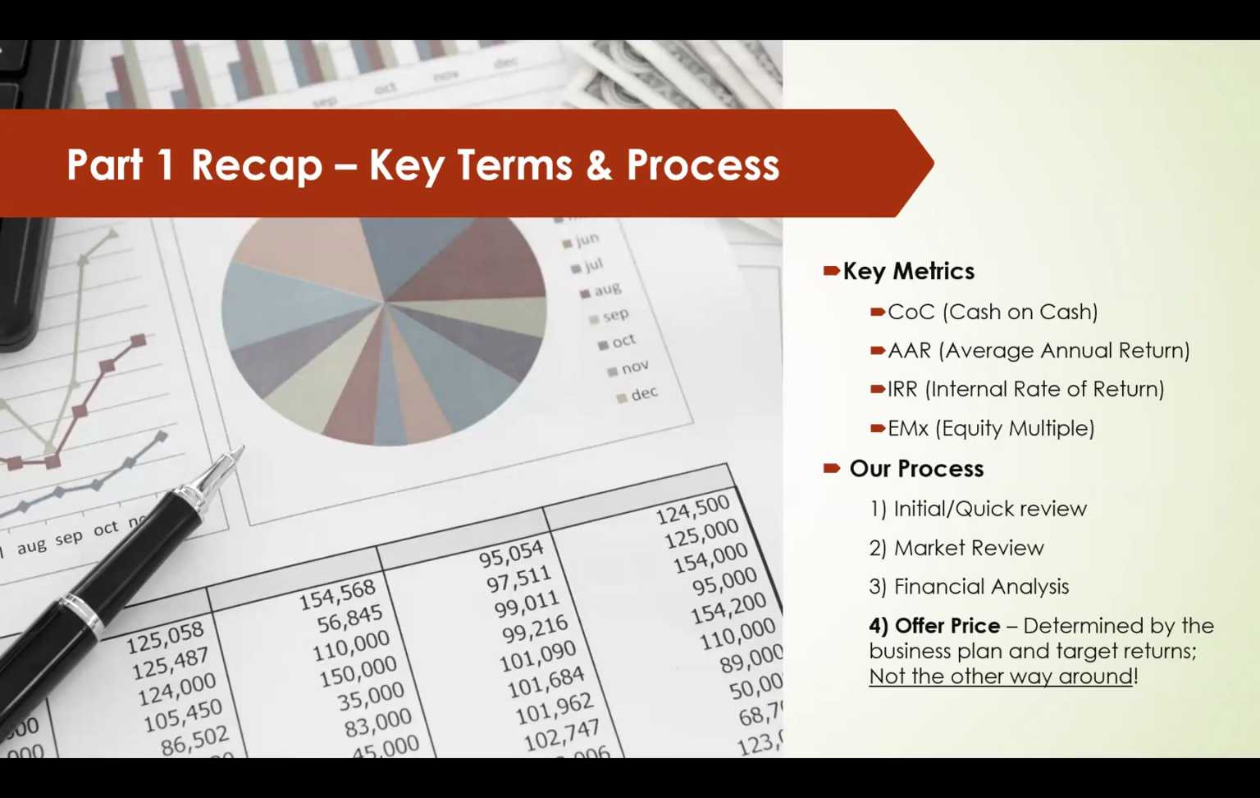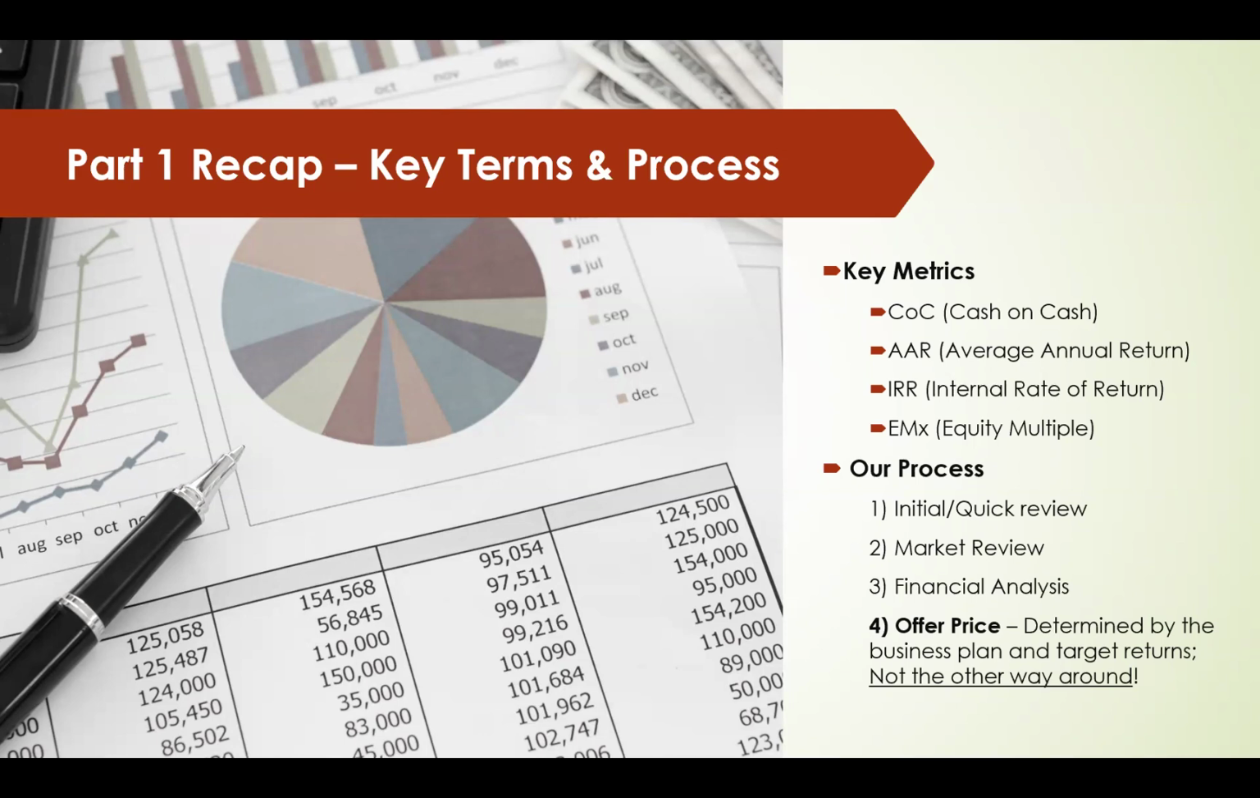A lot of times what you're going to see in these offerings is the term cash on cash. There, you're looking at the ratio of cash earned to the cash that was invested. Another metric is the average annual return. Again, this is the average amount of money an investment earns each year over a given period.